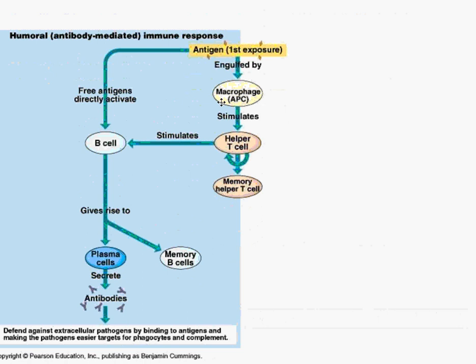So the macrophage is going to eat an antigen, and then it is going to present that antigen using the MHC class 2. Now, how does it get the T cell to come up to it? Well, it releases a chemical called interleukin 1. And so interleukin 1 is released, and that interleukin 1 causes this other cell to come up to it called a helper T cell.